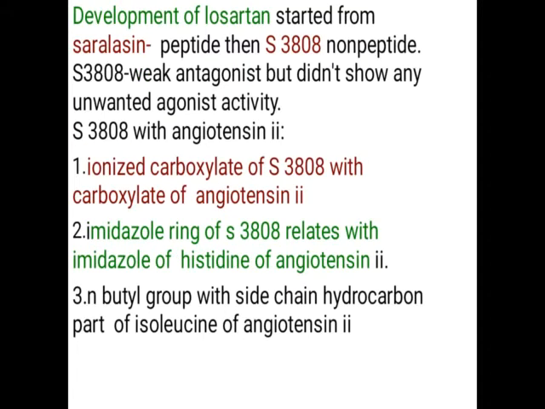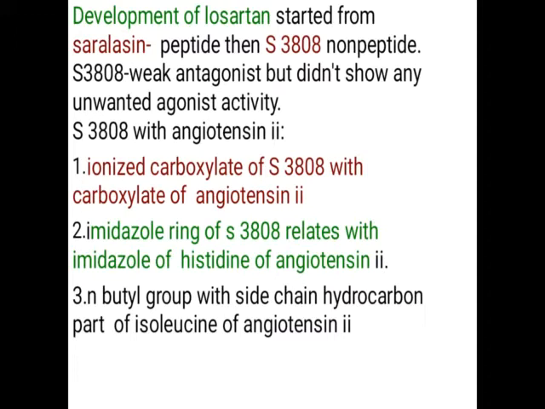Okay, so this is the development of losartan, then valsartan. Different drugs are the angiotensin 2 receptor blockers, telmisartan. These drugs came about by considering the fact that if a non-peptide linkage is present, they will show more bioavailability as well as better oral absorption. So they changed from a peptide to a non-peptide structure. In this way the development of losartan took place from saralasin.